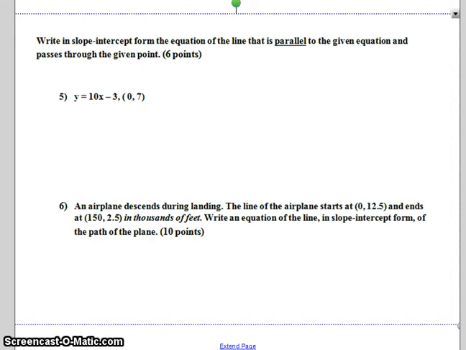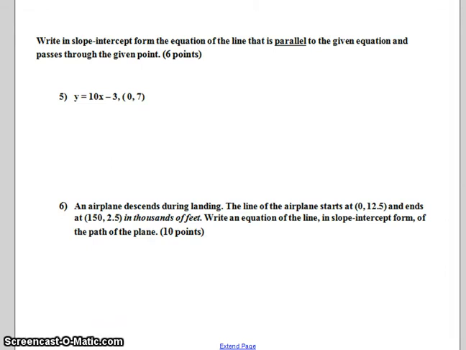Number 5. Let's clear that box. Write in slope-intercept form. Okay, so we're still y equals mx plus b for our final answer. The equation of a line that is parallel to the given equation. Parallel. Alright, so parallel, what does that mean? It means that they have the same slope.